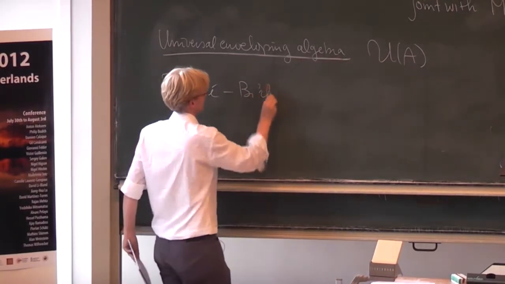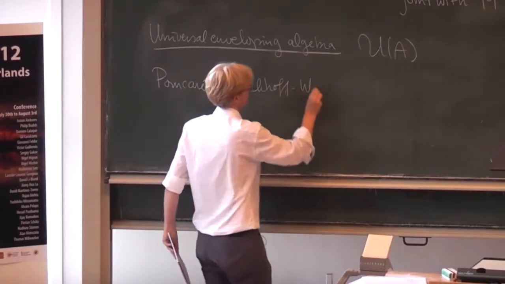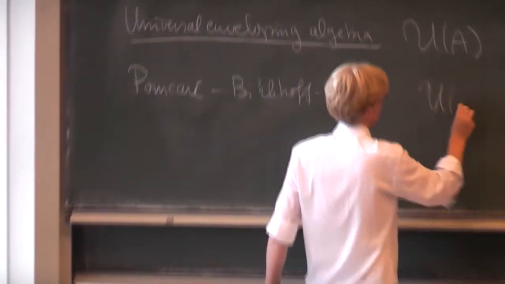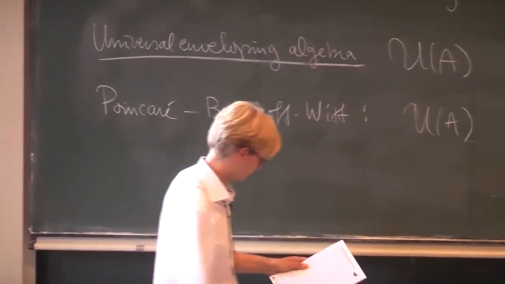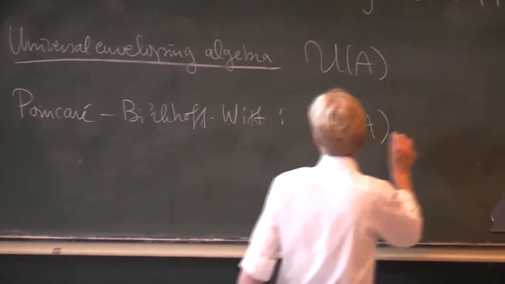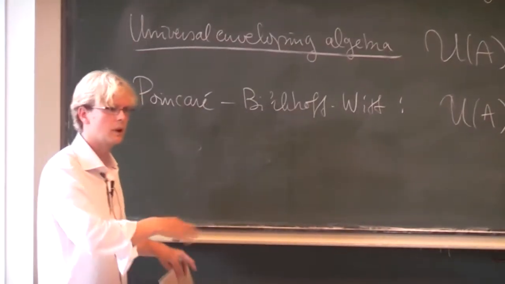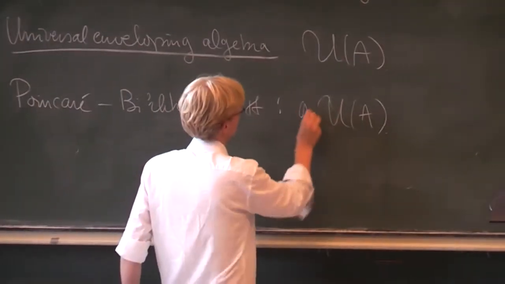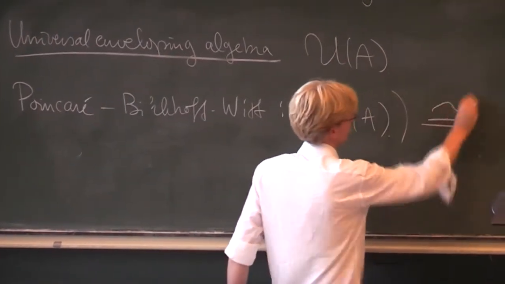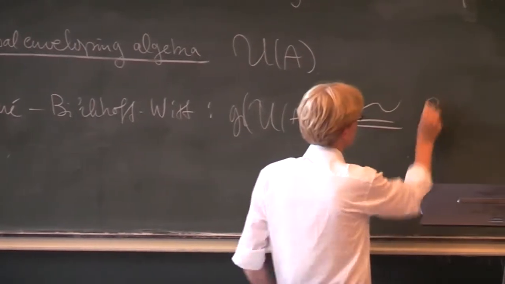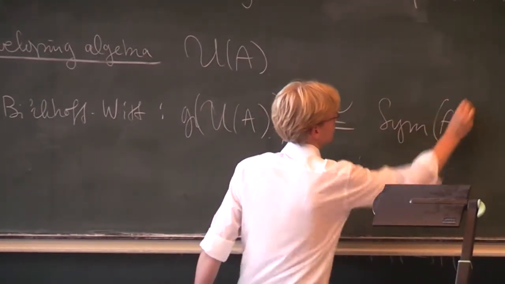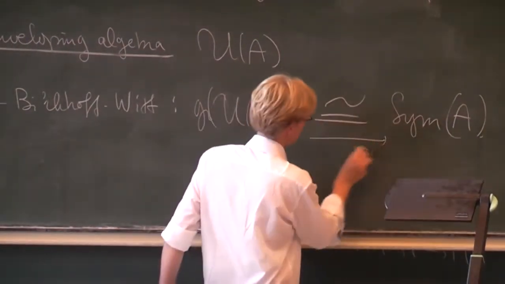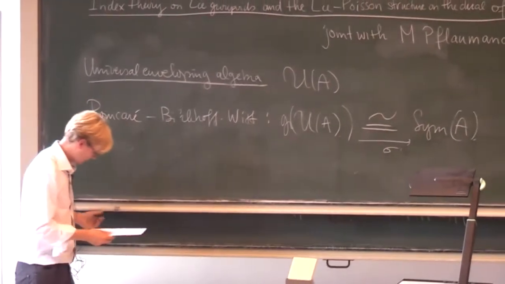Poincaré-Birkhoff-Witt theorem that tells you that U of A is a filtered algebra. Well, if I tell you that it's invariant differential operators, they have a degree, so I can filter it, and the graded space is isomorphic to the symmetric algebra of the Lie algebroid A, and this is induced by a map sigma. That's the symbol map.